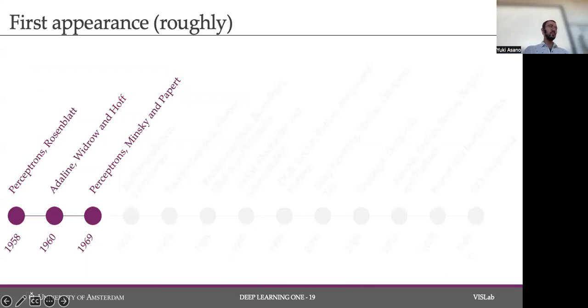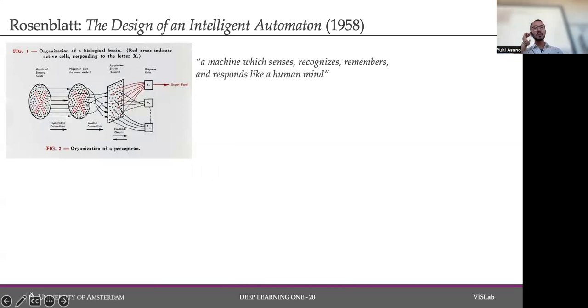So there's this paper from Rosenblatt called The Design of an Intelligent Automaton from 1958. And you know, this picture looks exactly like the pictures we draw nowadays with neural networks. And this is 1958. And in this paper, he writes, a machine which senses, recognizes, remembers, and responds like a human mind, which is a very gross exaggeration because we don't even have that yet, right? Like this thing is supposed to respond like a human mind.